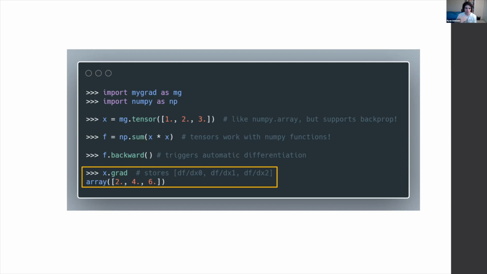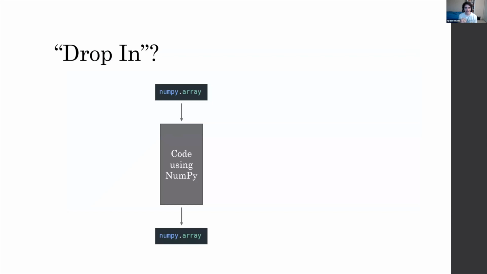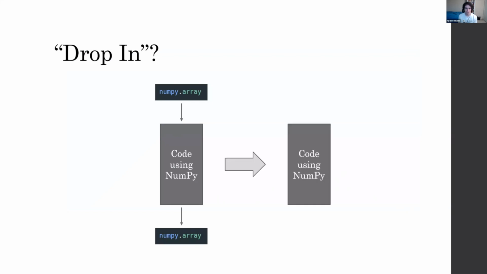Okay, so that's just to make sure we're all on the same page of what this would look like to use in our code. Now, what do I mean by drop-in in terms of drop-in automatic differentiation? The typical workflow of using NumPy code is we have some code using NumPy, and we put an array into that code, and we get out usually another NumPy array. Well, I can take that exact same code, whether you wrote it or I wrote it, or it was provided to us by scikit-learn, and I can instead pass a MyGrad tensor into it. That's what I mean by drop-in.